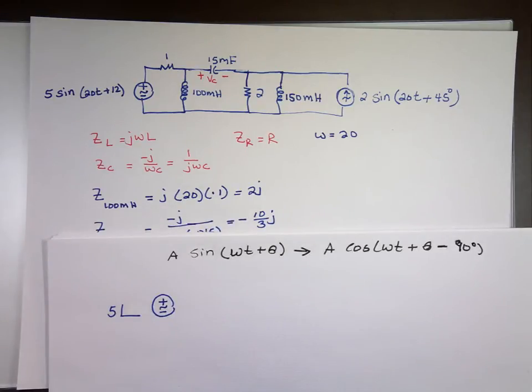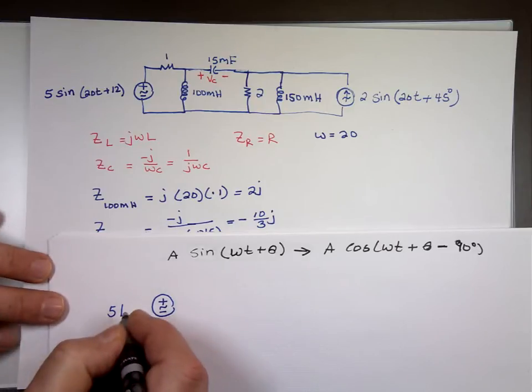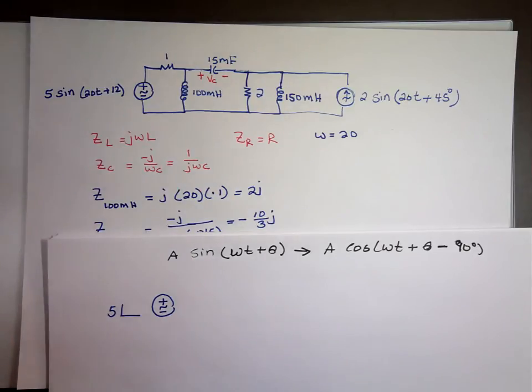We just finished deriving that. So this is a sine. Subtract 90 degrees from 12. What's 12 minus 90? Minus 78.